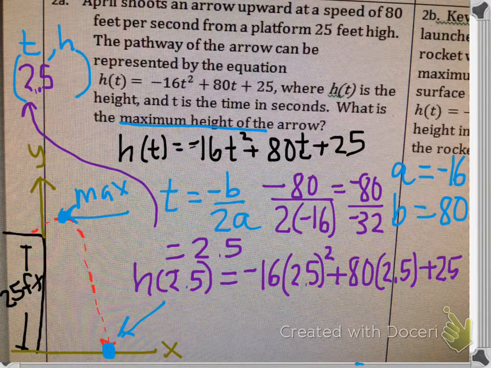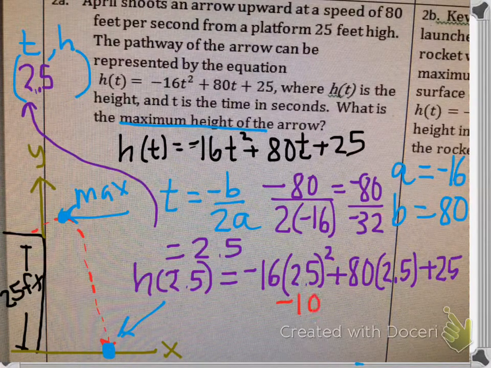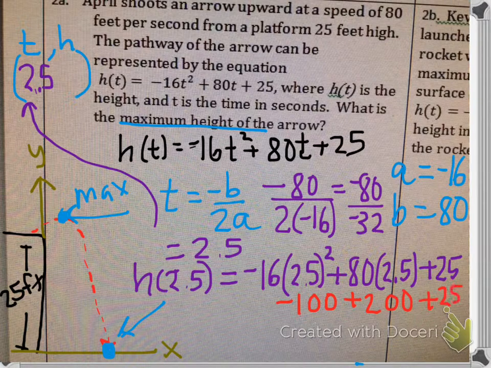So your first term, you have negative 16 times 2.5 squared. Make sure you square 2.5 first, then multiply it by negative 16. You should get negative 100. Your middle term, 80 times 2.5 is 200, and then plus 25. So when you add negative 100 and 200, you get 100. And if I add 25 to that, I get 125.